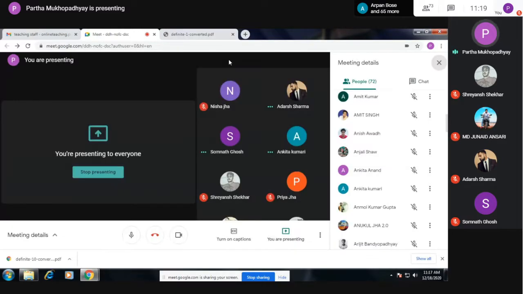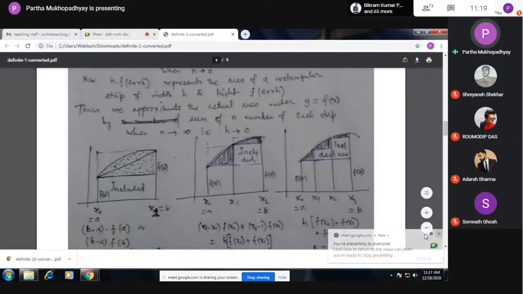Length is h. Now h will be gradually tending to zero. So what is h into f of a plus rh? That is the rth rectangle, okay? So what is the first rectangle area? h into f(a).